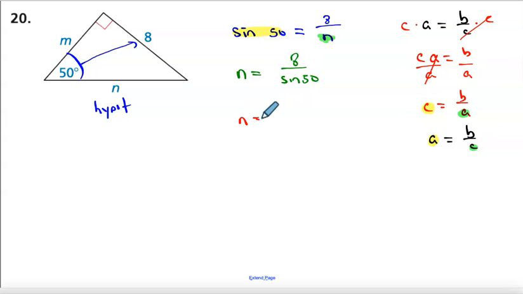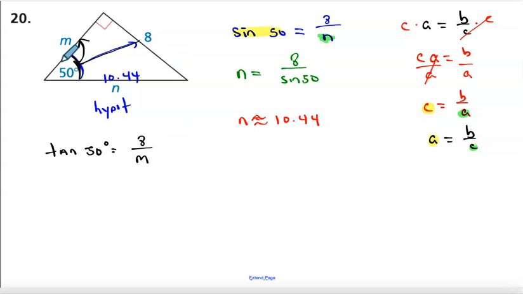And this is just going to be 8 divided by sine of 50, and this is approximately going to equal 10.44, rounding to the hundredths. For this next side I could do whatever I want, but I have the angle here, I have the opposite, and I'm missing the adjacent, so why not go back to tangent? So the tangent of 50 degrees is the opposite over the adjacent, which is m.